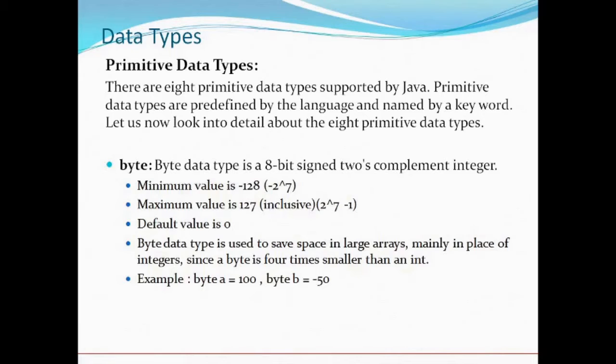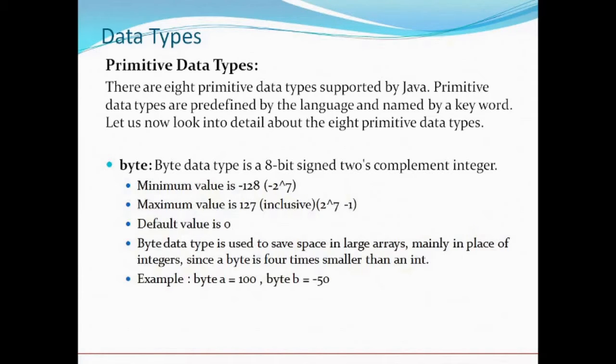Now the minimum value that can be stored in a byte data type is -128. The maximum value that can be stored is 127, and the default value is 0. So if you don't initialize a particular byte variable, you just declare it, then in that case it will hold the value of 0.